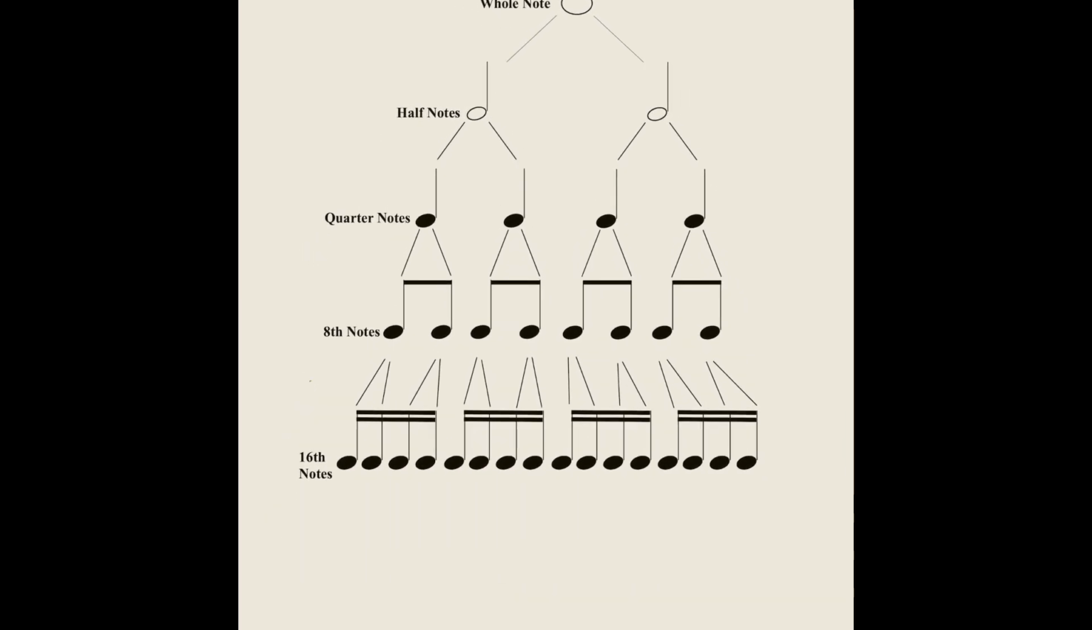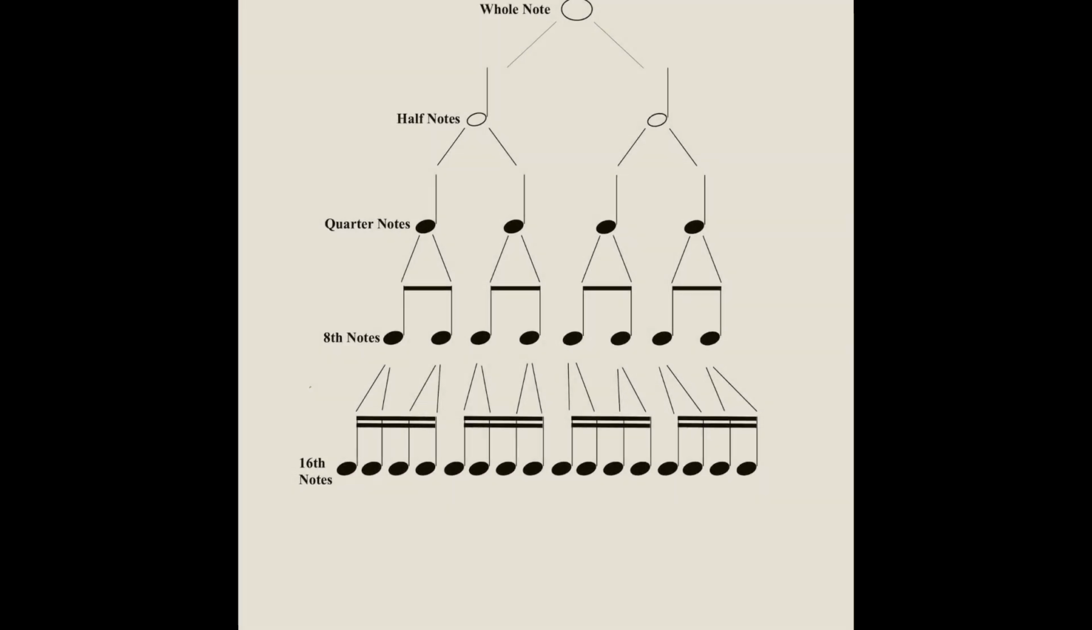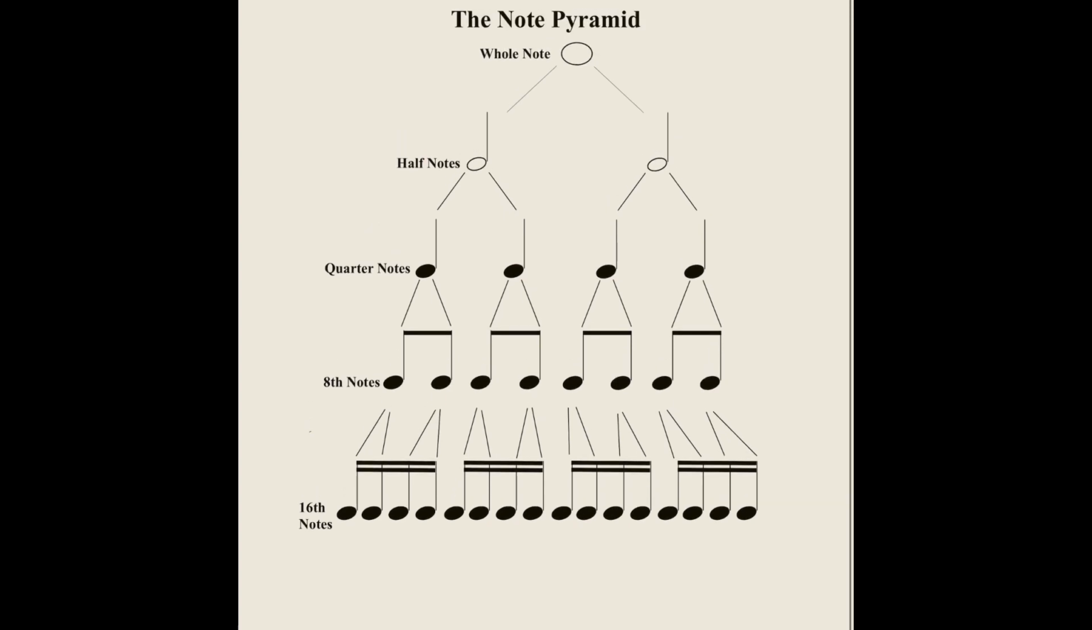So remembering what we had gone over, a whole note is twice as long as a half note. We know that for sure, right? We know that it would take 2 half notes to equal 1 whole note, okay? We also know that a half note is twice as long as a quarter note, and therefore it would take 2 quarter notes to equal 1 half note, right?